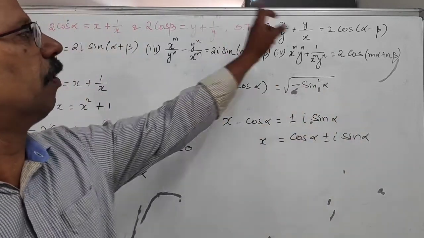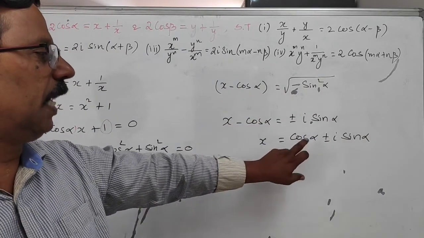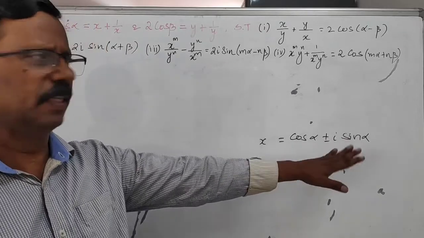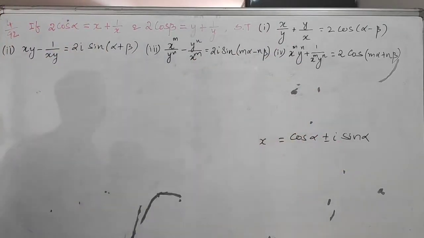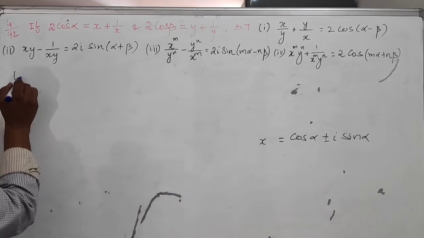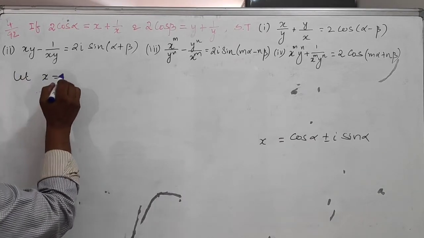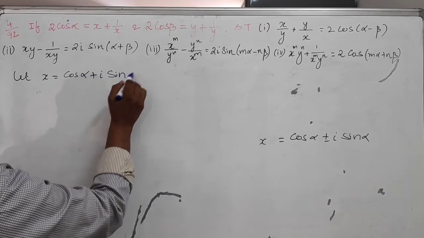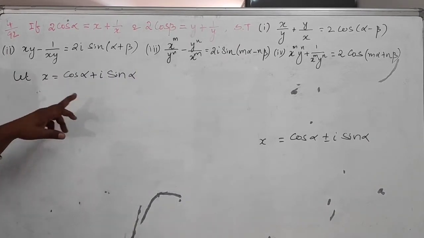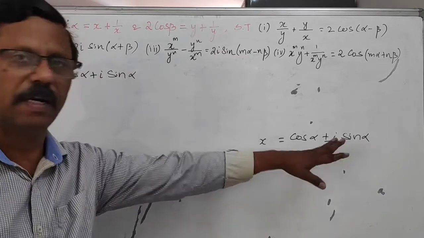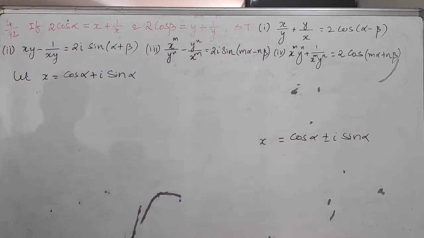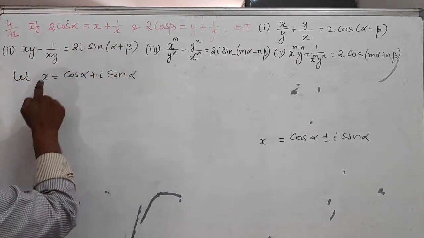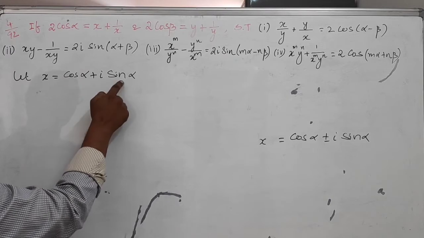For proving these types of results, it is better to take the positive value. Therefore, let us take only one value, that's enough for proving all these things. Let x be equal to cos alpha plus i sin alpha. This we are assuming. The minus is not necessary for proving these things. So if 2 cos alpha equals x plus 1 by x, then x equals cos alpha plus i sin alpha.